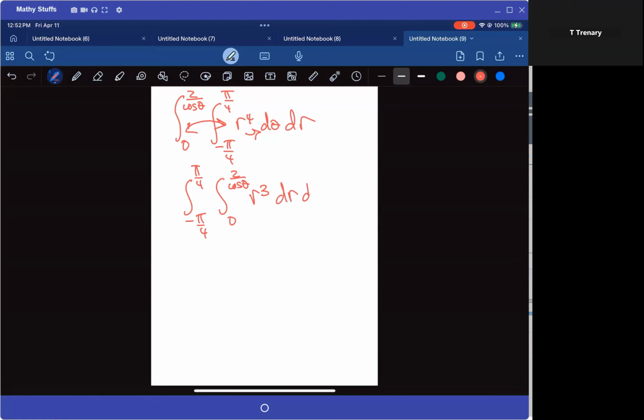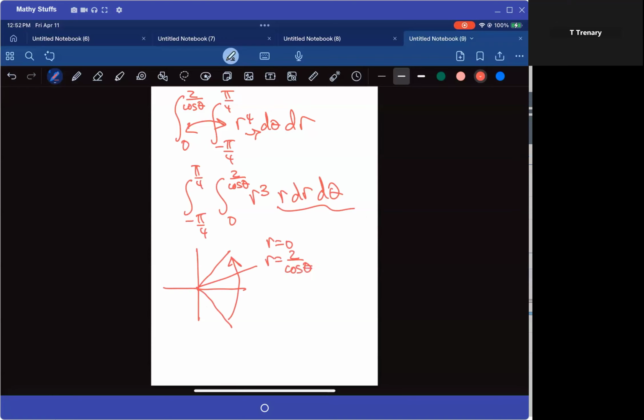Oops, forgot the r dr. And then this is going to become our dx dy when we actually make it to rectangular coordinates. So sketching that region again, theta runs from minus pi over 4 to positive pi over 4. So again, sweeping in this region. For every particular theta, the r runs from 0 to r equals 2 over cosine of theta.